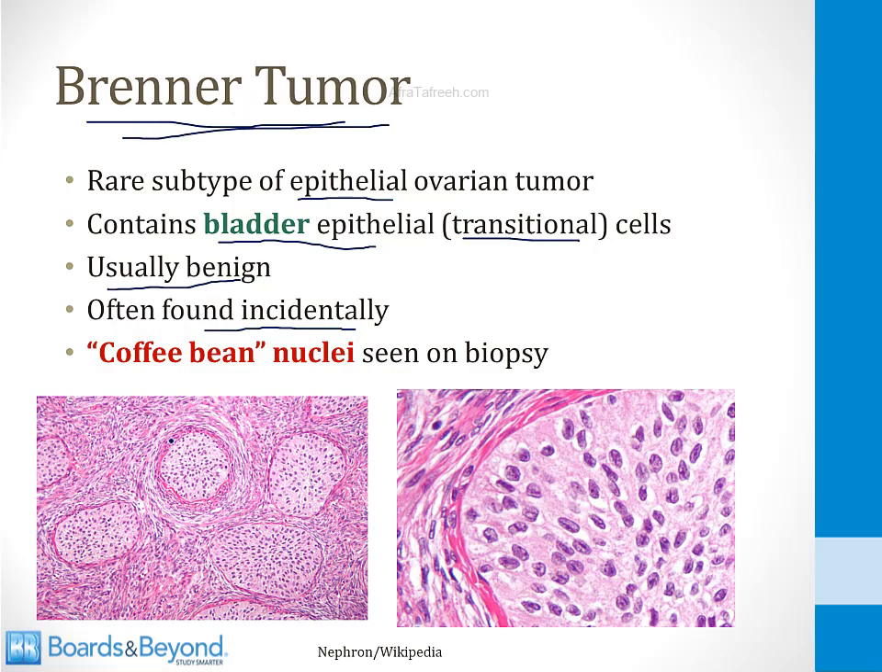Under the microscope, what you see are these circular patches of cells, and when you zoom in on them, you see that they have a classic finding called coffee bean nuclei. That's what's shown on the right. You can see that these nuclei look like coffee beans, and that's one of the hallmarks of a Brenner tumor.